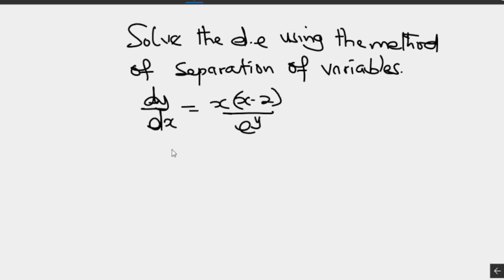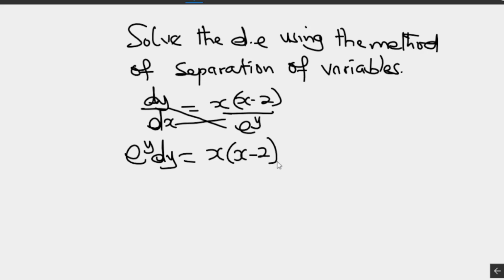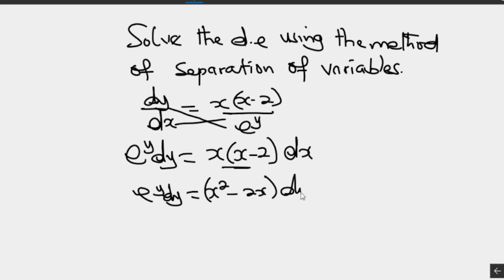In this case, what we do is multiply here by dy and here by dx. So we are going to have e^y dy equals x times (x minus 2) dx. Now expanding this bracket, we are going to have e^y dy equals (x squared minus 2x) dx.